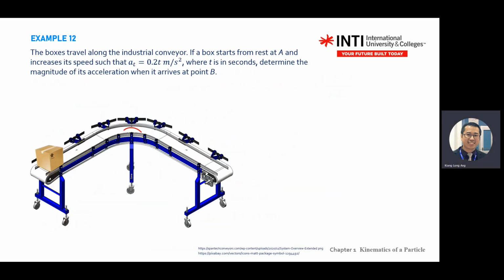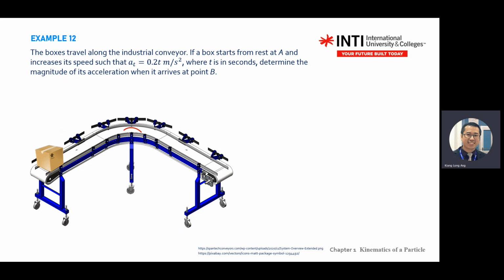Okay, number 12 is what you'll see when you graduate. You will be asked to go to the factory floor and design something. So 12, the box travels along this conveyor. This is called a conveyor. So it moves and then turns. The question is actually interested in this area. Why? This one is linear, no problem. But this is curvilinear motion.